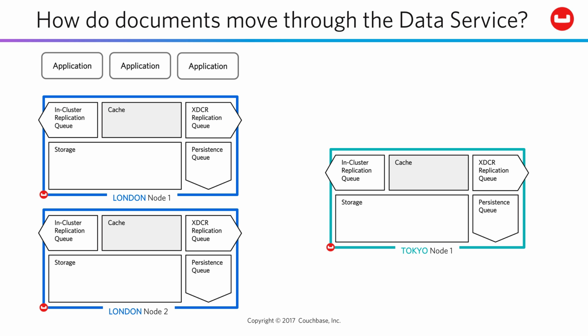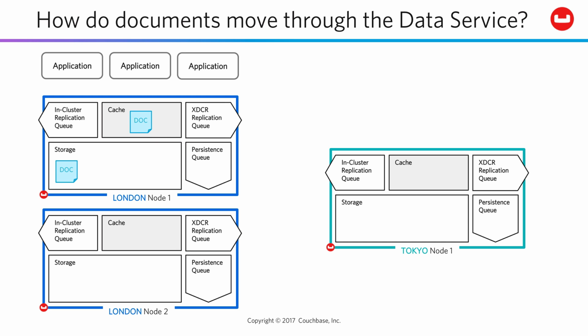Now let's take a look at how documents flow throughout your clusters. Imagine you have 2 clusters. For simplicity, imagine a 2-node cluster in London and a 1-node cluster in Tokyo, though you'd very likely have more nodes than this. Your application creates a document and hands it to the Couchbase SDK. The SDK passes that document to the cache of an appropriate node in your target cluster.